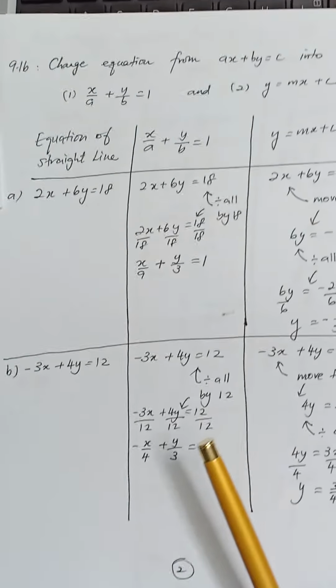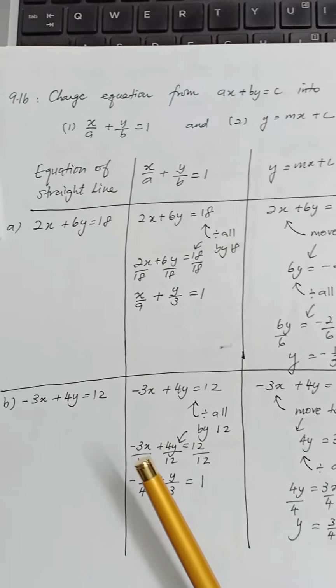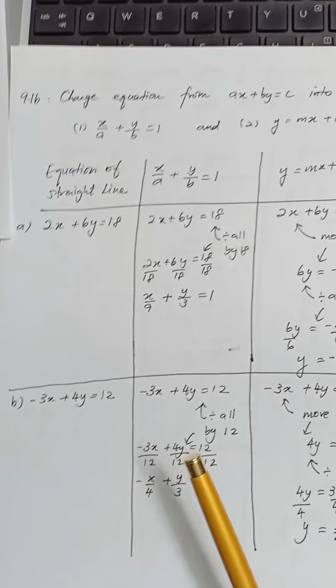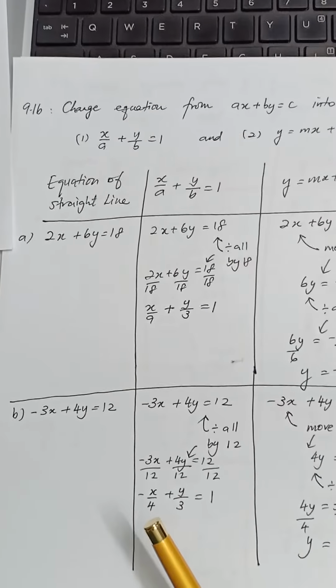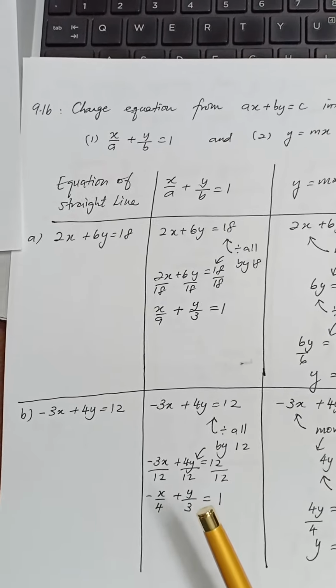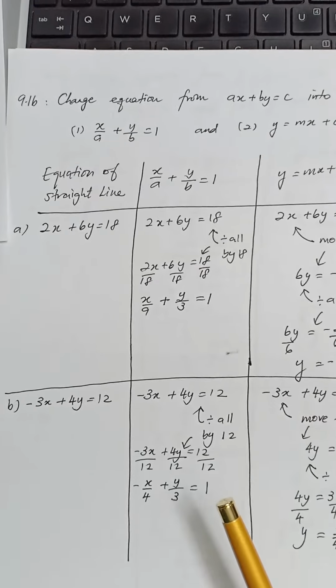So you will get negative 3x over 12 plus 4y over 12 equals 12 over 12. So the final answer is negative x over 4 plus y over 3 equals 1.